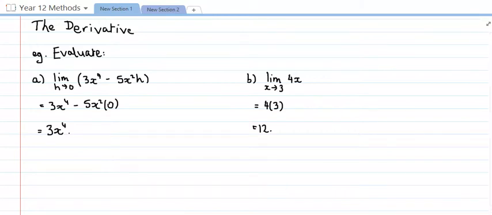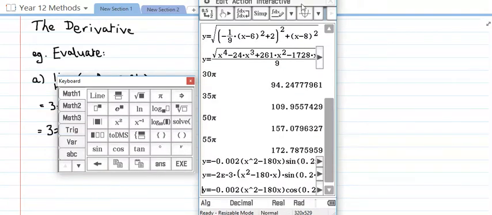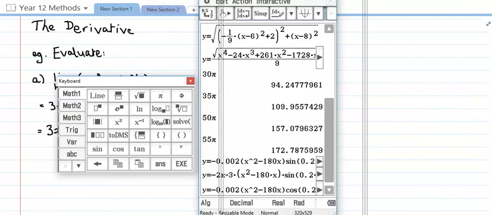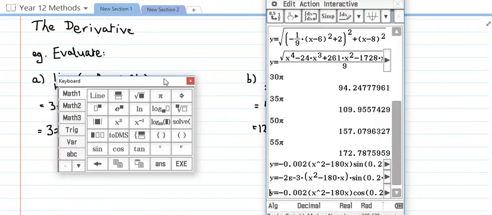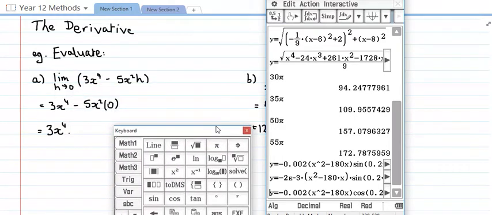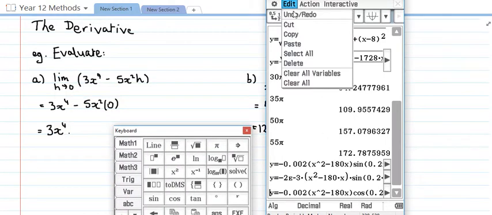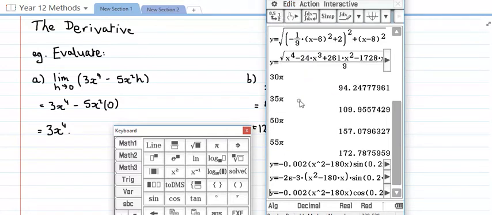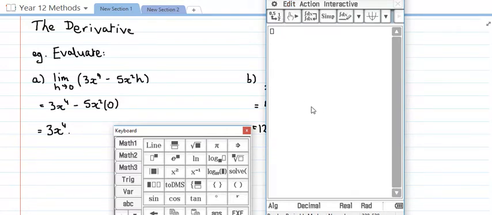This here can also be done on the calculator. So here we have the calculator. Just excuse me for a minute while I get this sorted out. Just move this stuff out of the way. Right, get rid of all that mess from previous work, and I can do this here fairly quickly.